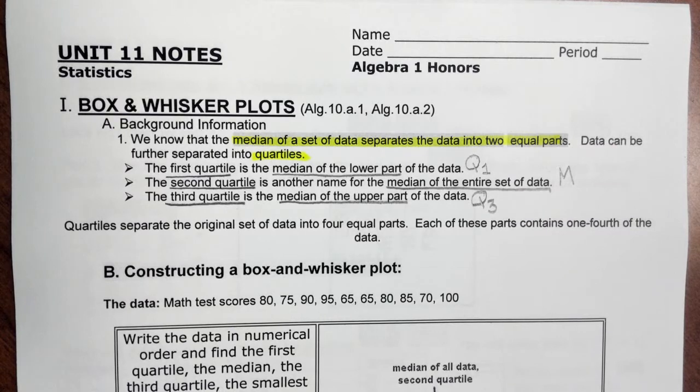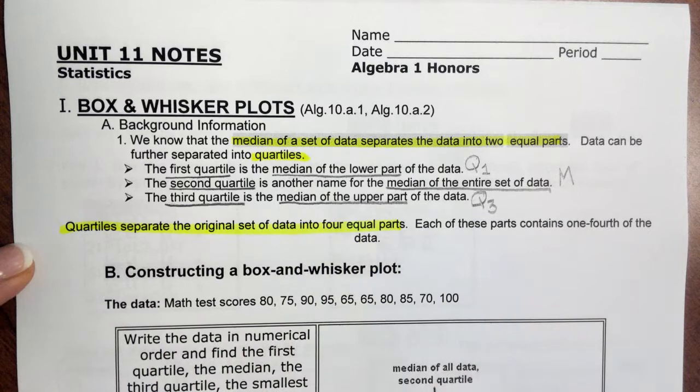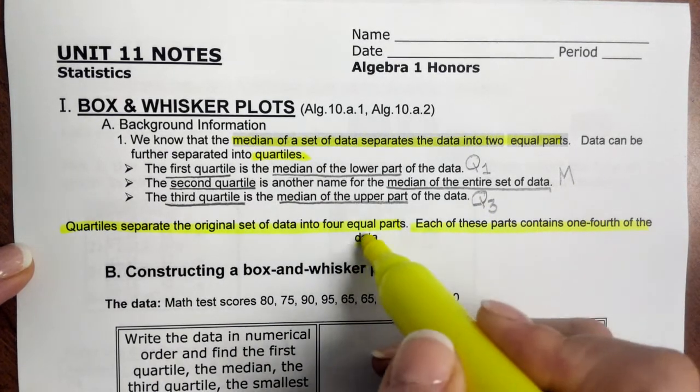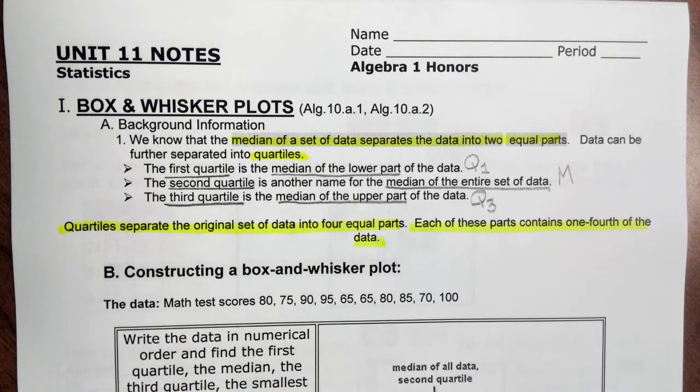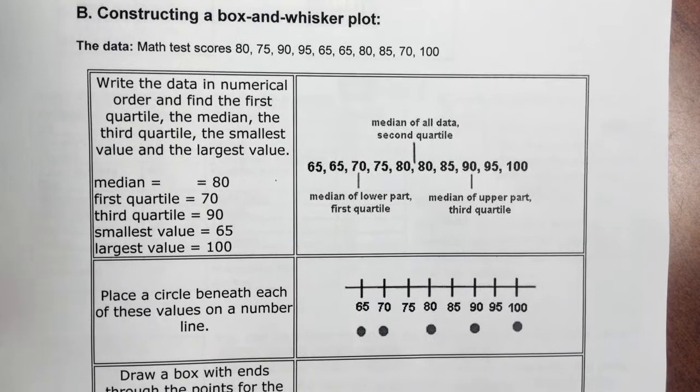Just a reminder, quartiles will separate the original set of data into 4 equal parts. Each of these parts contains 1/4 of the data. That's going to be important later when we're trying to figure out percentages, because if we know the data has been separated into 4 equal parts, we can easily figure that out. Let's take a look at one that's kind of been done for us, and then we're going to write on it, give ourselves some information, and bring back our knowledge on box and whisker plots.